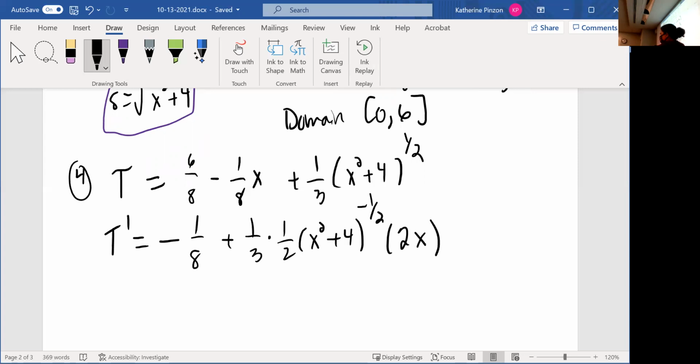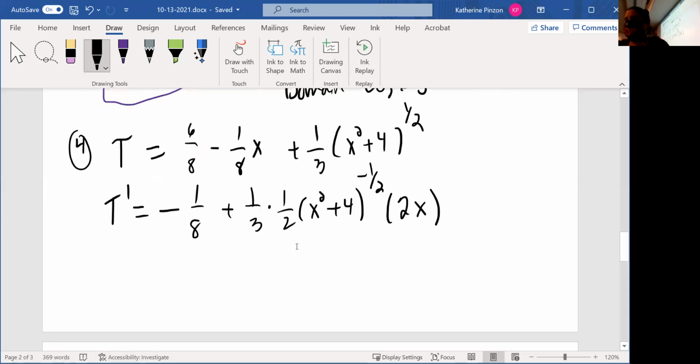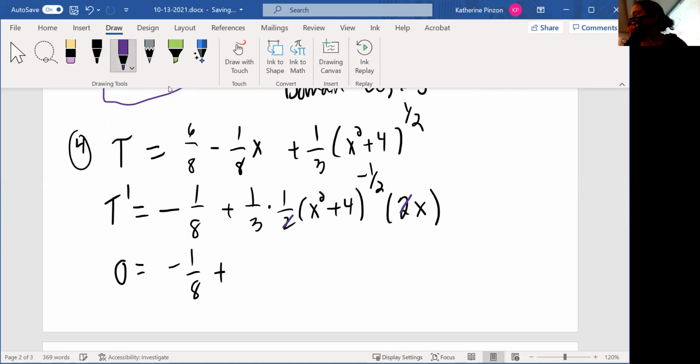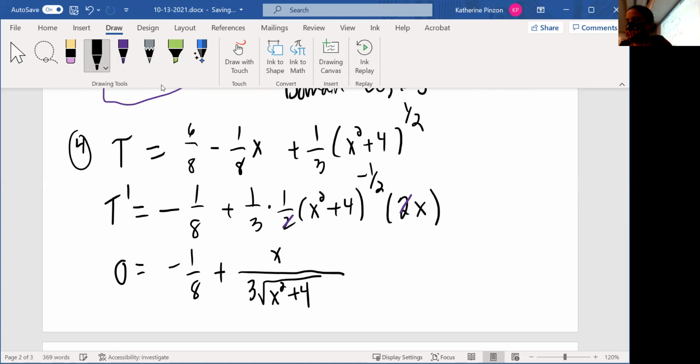Okay, I'm going to do a little bit of simplifying because what do I want to do with this equation? Make it equal to 0. To find where the critical points are, I want to make this equal to 0. 0 equals negative 1/8 plus. What I notice is that this 2 cancels out with this 2. This negative 1/2 means put it in the denominator and make it a square root. So in the numerator, I have an x, and in the denominator, I have a 3 square root x squared plus 4.